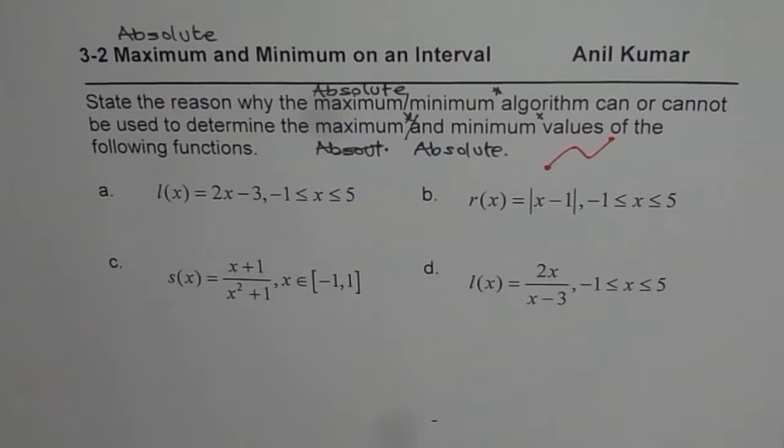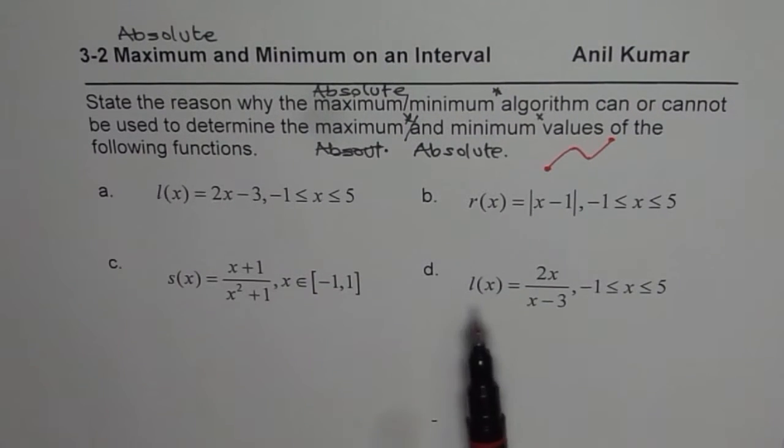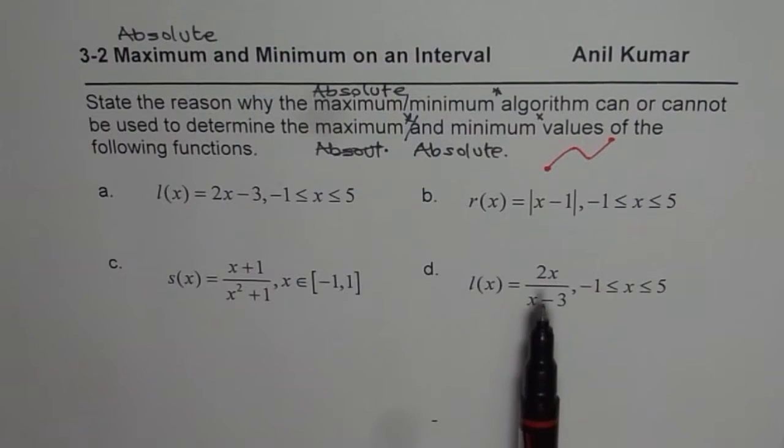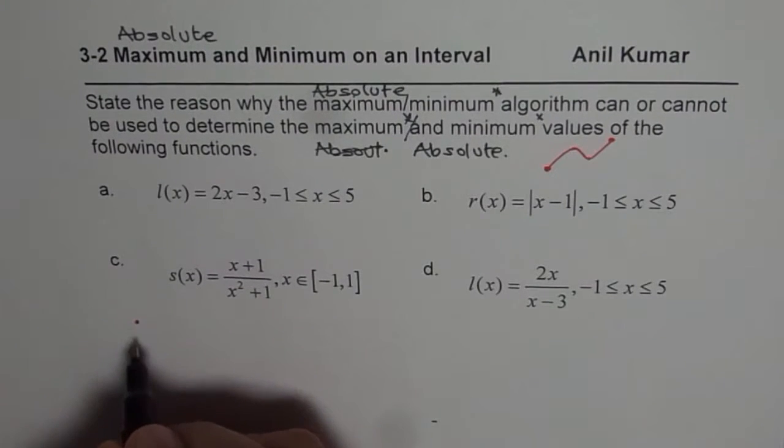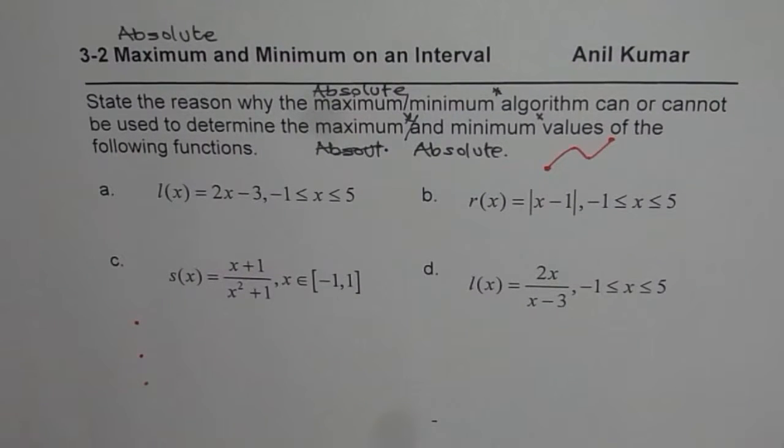So the question is, you need to figure out whether you can find absolute maximum or minimum for these functions or not using the algorithm. Okay, so we'll talk about the algorithm also. After all, what is the algorithm? Now, algorithm has a couple of parts, mainly three different parts.